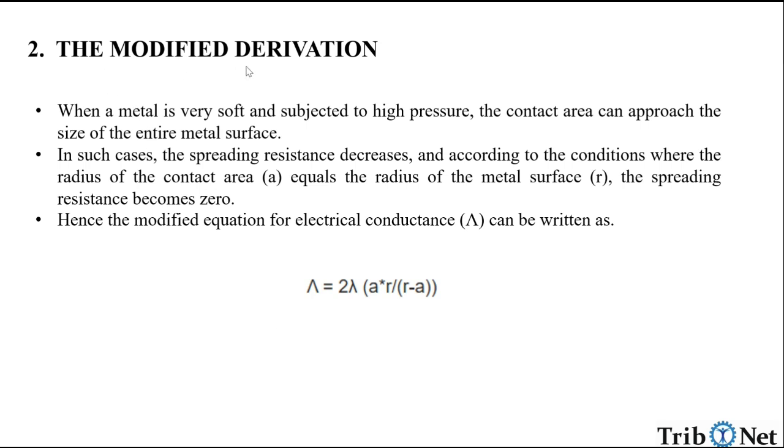What did the modified derivation by Bowden and Tabor do? When a metal is very soft and subjected to high pressure, the contact area can approach the size of the entire metal surface. In such cases, the spreading resistance decreases, and according to this condition, where the radius of the contact area small a equals the radius of the metal surface small r, the spreading resistance becomes zero, and hence the modified equation of the electrical conductance is given by the one below.